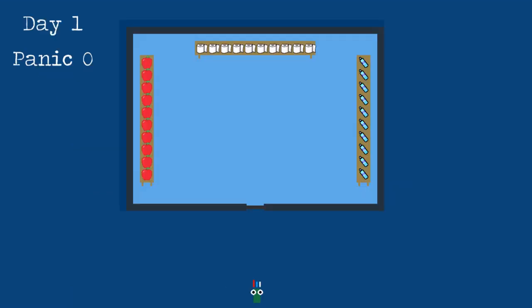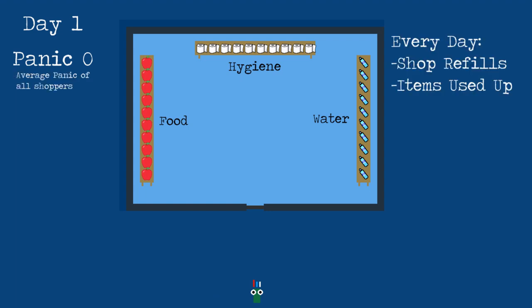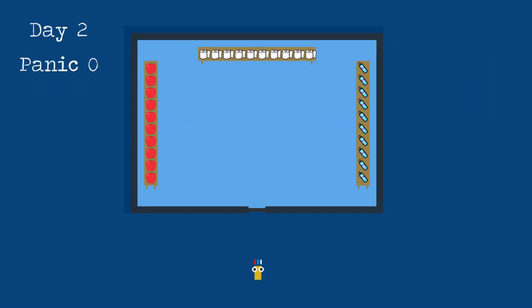Here is the shop, with food, hygiene products, and water. Each day the shop refills, and each shopper will use up some of their items, shown above their heads. The panic on the left is the average panic level of the whole population. Let's start with one shopper to demonstrate how this shopping system works.